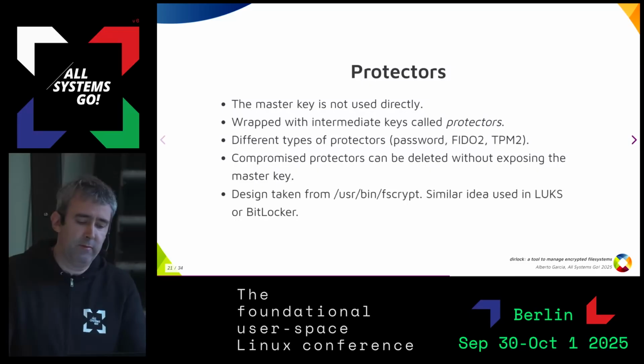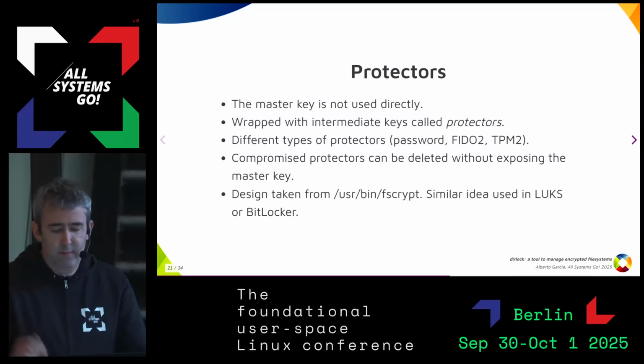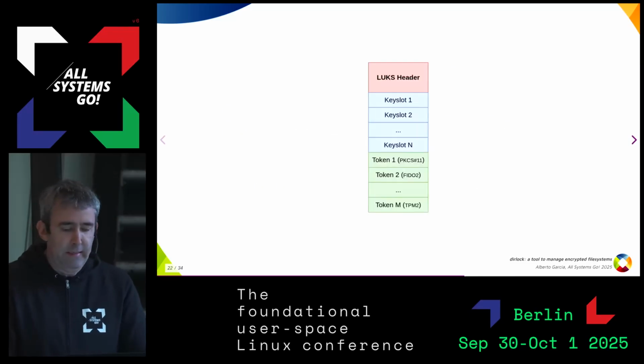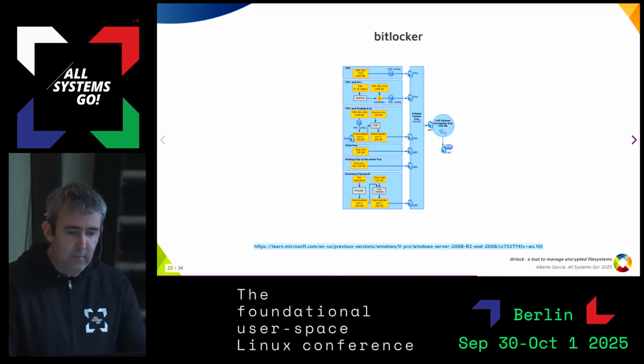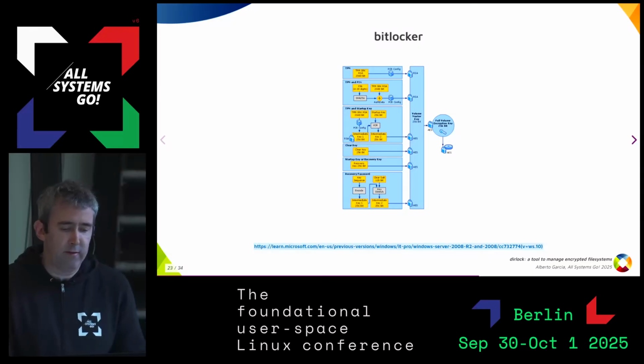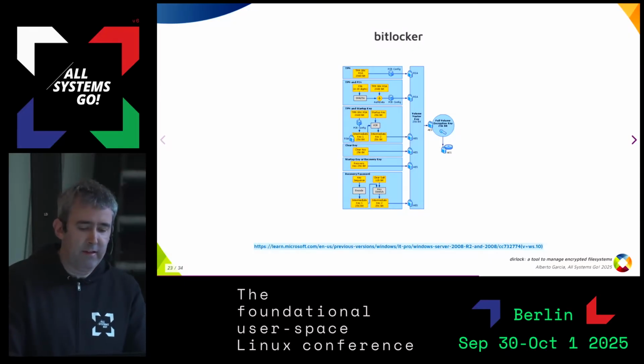This is the same idea that has been used for decades, and LUKS and BitLocker have the same thing. In LUKS, the header has several slots, and each one of them can be unlocked using a different mechanism. In the case of systemd, it has support for, as I said, FIDO, PCRs, etc. BitLocker has the same idea. The implementation, of course, has some differences in the details, but the general idea is the same.